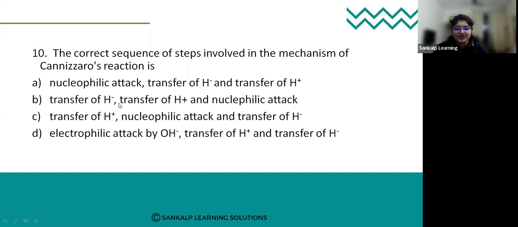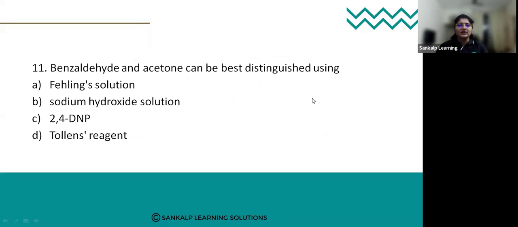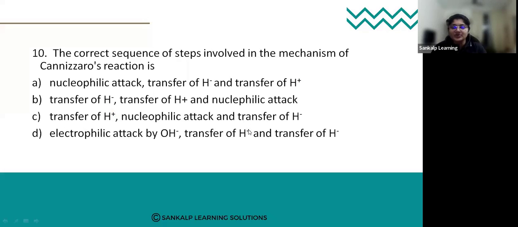Option B: transfer of H minus, then transfer of H plus, and nucleophilic attack. Option C: transfer of H plus, nucleophilic attack, and then transfer of H minus. Option D: electrophilic attack by OH minus, then transfer of H plus and transfer of H minus. So here are 4 different options, and you need to tell in which sequence it will undergo. This is the 10th question which we are seeing here.